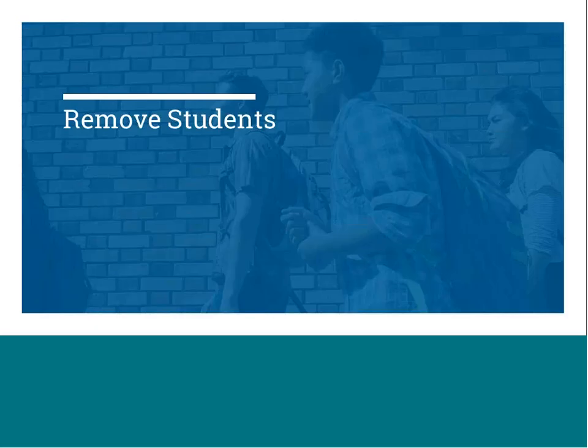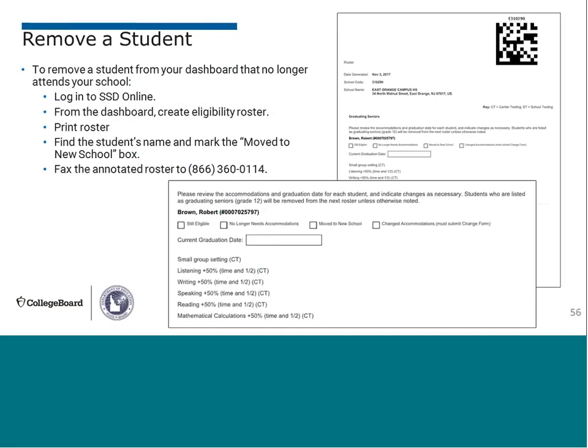You also may have a need to remove students from your dashboard. So students have left your school to transfer to another school. And to do that, you're going to use that eligibility roster. So from your dashboard, you're going to run the eligibility roster report. This is a sample of what that looks like.